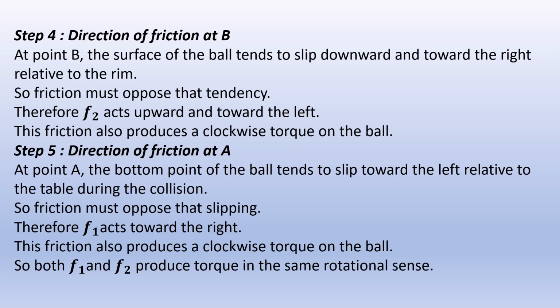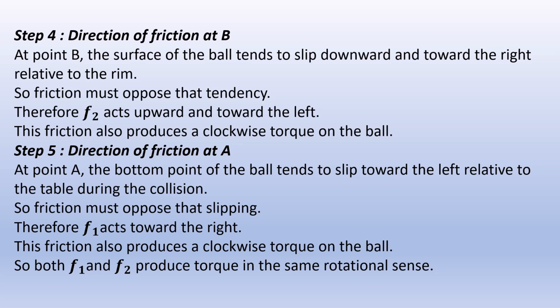During the collision, the surface of the ball at point B tends to move downward and toward the right relative to the rim, and friction always opposes relative slipping tendency. So if the surface tends to slip downward and rightward, then friction must act in the opposite direction. Therefore, the friction force acts upward and toward the left. Now this friction force is not only opposing slipping, it also produces a torque on the sphere. And if you carefully check the rotational effect, you will see that it produces a clockwise torque on the ball.